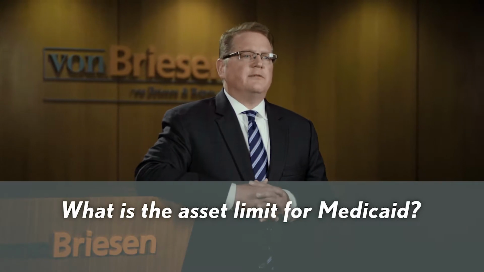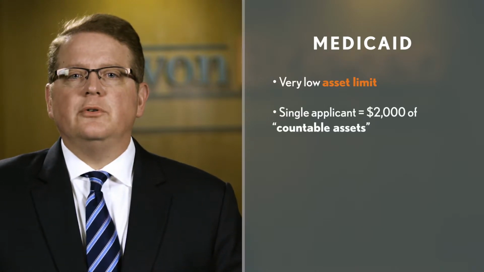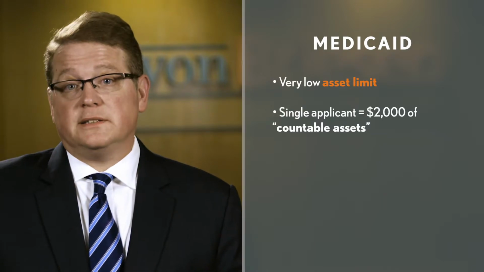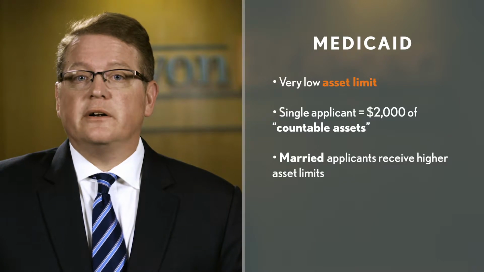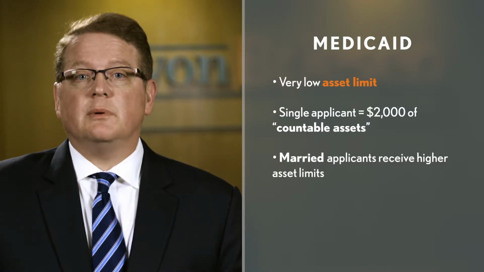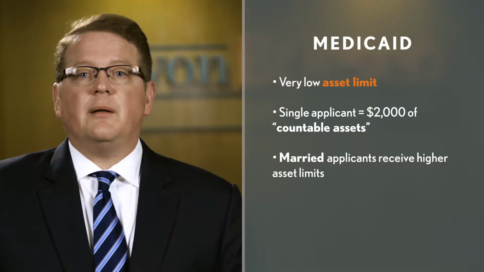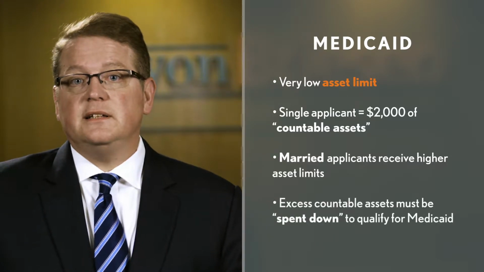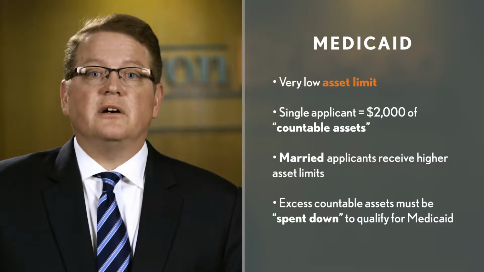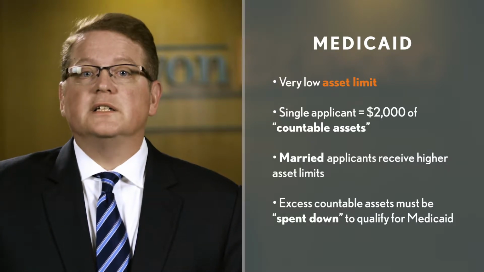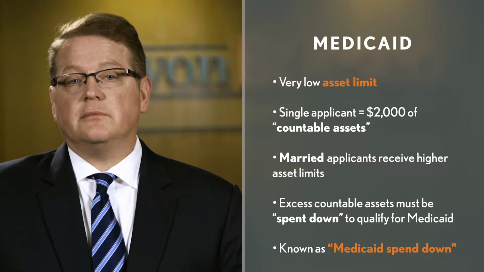What is the asset limit for Medicaid? The hardest part of Medicaid eligibility is satisfying the very low asset limit. For a single applicant, the limit is $2,000 of countable assets. For a married couple, the asset limit can be substantially higher because of spousal impoverishment protections. To the extent the applicant's countable assets exceed this limit, the excess must be spent down. The spend down of assets to qualify for Medicaid is referred to as a Medicaid spend down.